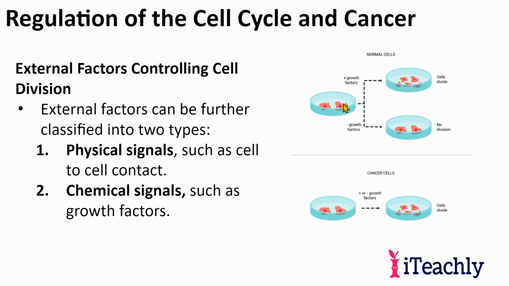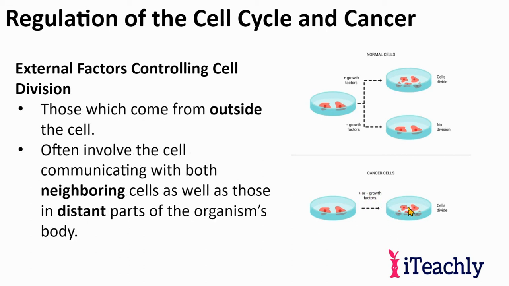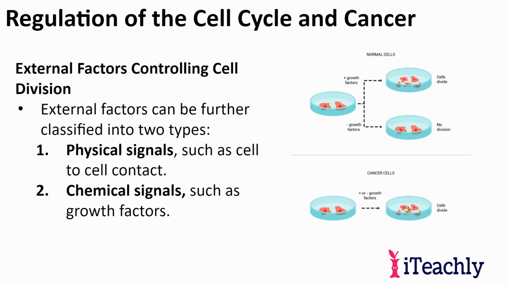So if you have a positive growth factor, the cell will divide. If you don't have the growth factor, the cell will not divide, right? So here is a cancer cell. This growth factor really doesn't have any effect, and the cells are just going to divide anyways. So these are normal cells, right? The normal cells are listening to the growth factors. The cancer cells do not listen to the growth factors. They do what they want to do.